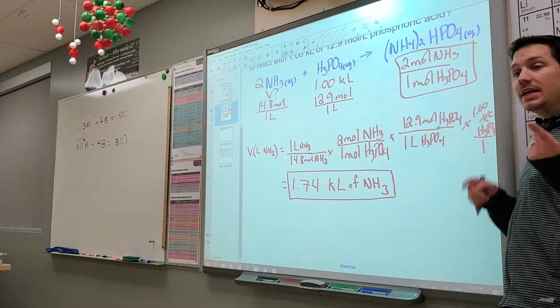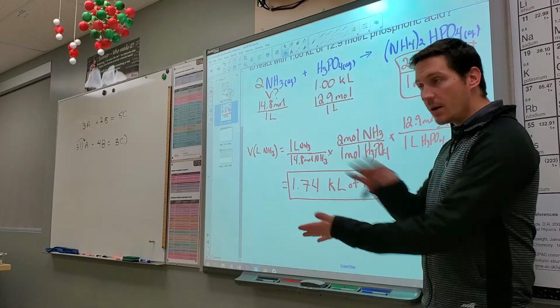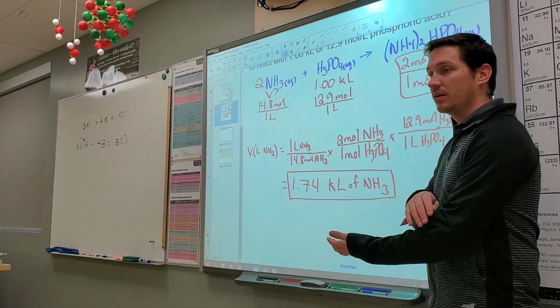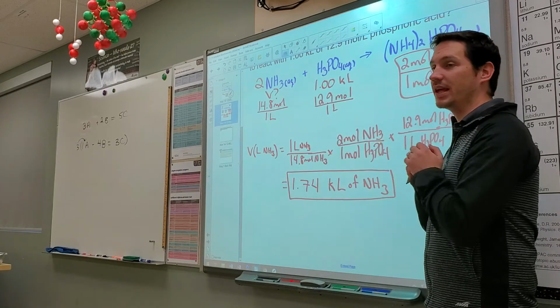You don't have to write kiloliters. Instead of writing the letter K, what number could I swap for K? Times 10 to the 3. How did you know that? How could you possibly figure that out?